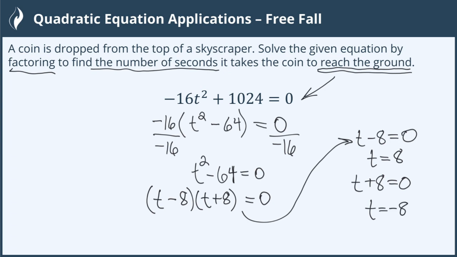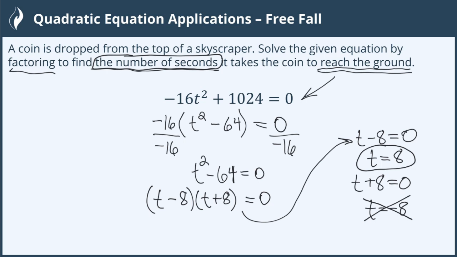Now we need to stop and remember that this is an application problem, and the problem said find the number of seconds. Well, we know seconds cannot be negative, so the answer t equals negative 8 will not fit the application. So the only answer is t equals 8 seconds.